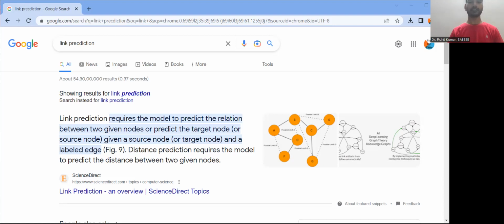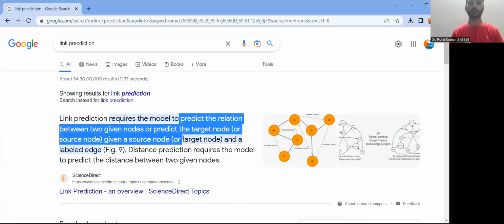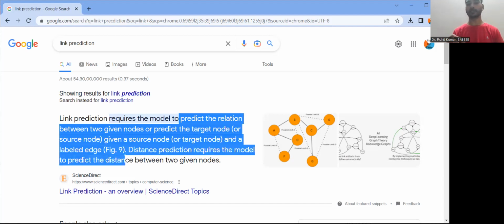So let's start with a general definition of link prediction, and then we'll go into the details step by step. Hey there, my name is Rohit Kumar, and we are talking about link prediction. As you can see over here, link prediction is nothing but a process to predict the relation between two given nodes, or predict the target nodes given the source node and the labeled edge.